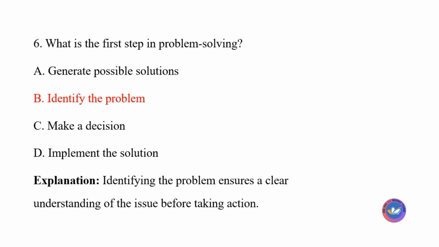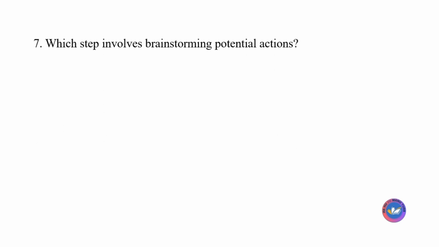Question number 7. Which step involves brainstorming potential actions? A. Identify the problem. B. Evaluate solutions. C. Generate possible solutions. D. Make a decision.